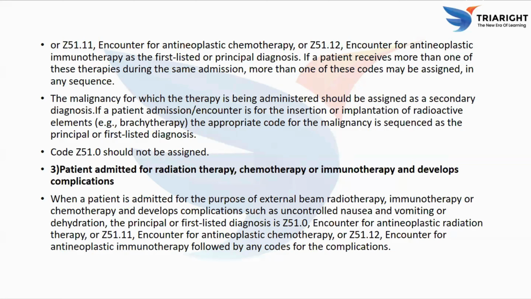Coding the cancer when therapy is given. The malignancy being treated must be coded as a secondary diagnosis when the encounter is chiefly for therapy. For example, a patient receives chemotherapy for ovarian cancer. First you have to sequence the encounter for chemotherapy code, that is Z51.11, and then C56 for ovarian cancer. Therapy first and tumor next.